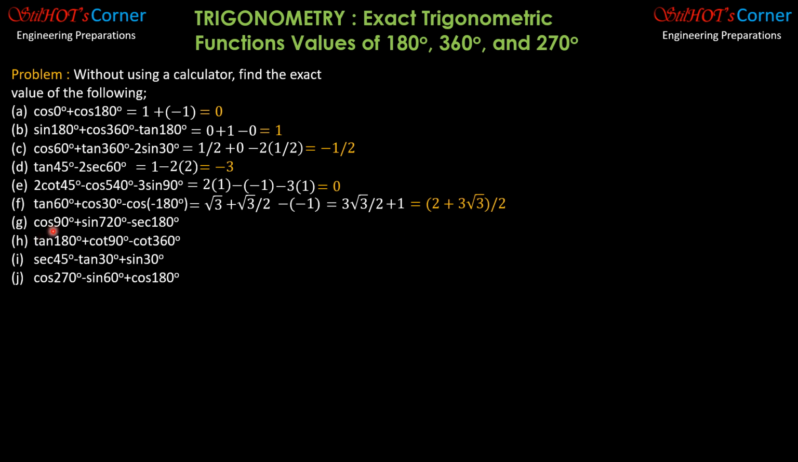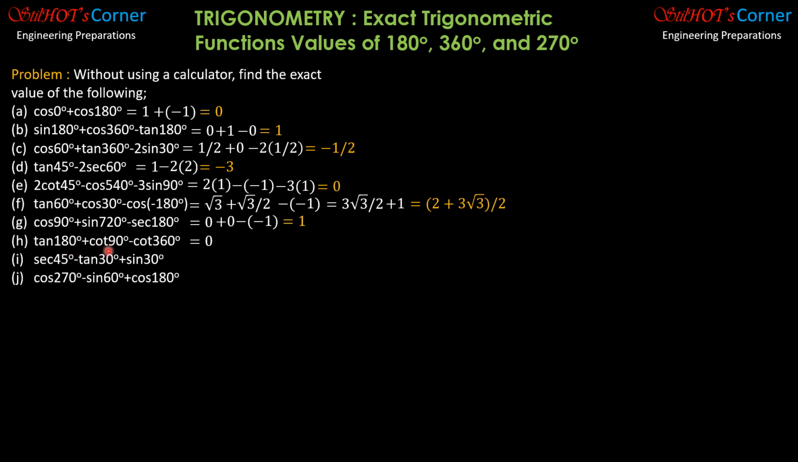Cosine 90 is 0. Sine 720 degrees is 0. 720 is sine 360 is sine 0 also. And secant of 180 degrees is 1 over negative 1. So this is negative 1. So 0 plus 0, then minus negative 1. So that's positive 1. Tangent 180 is 0. I hope that you can easily dictate the values.